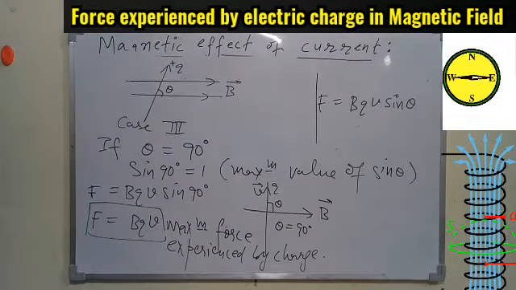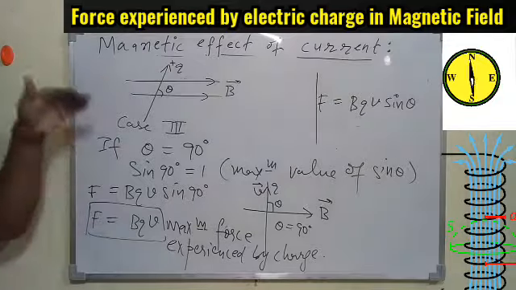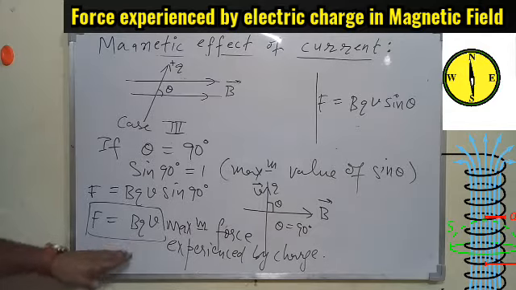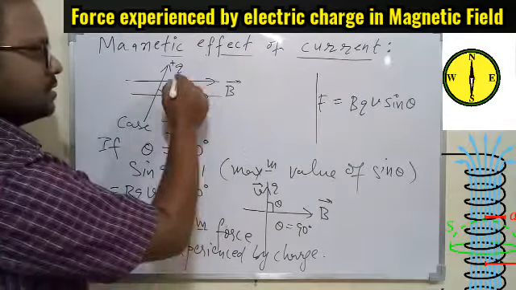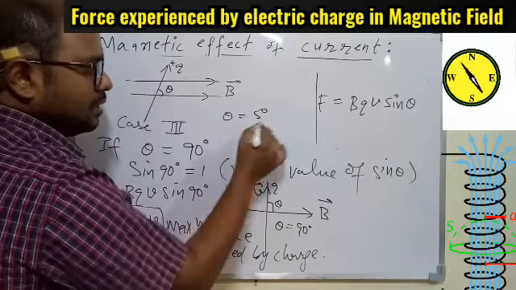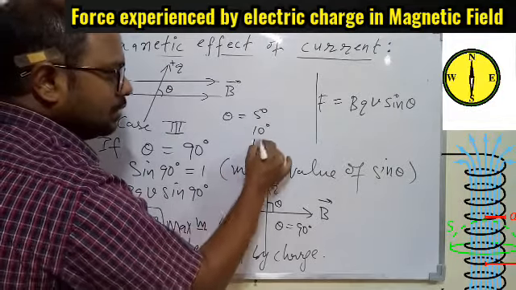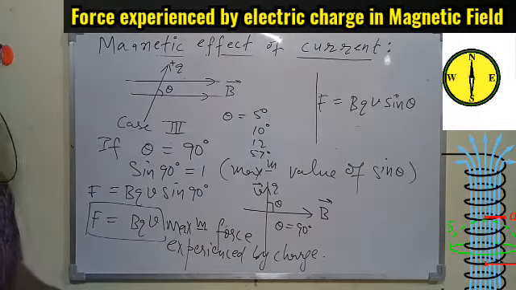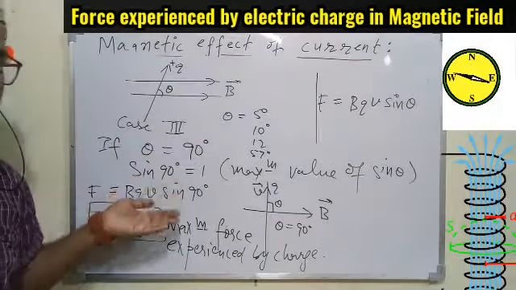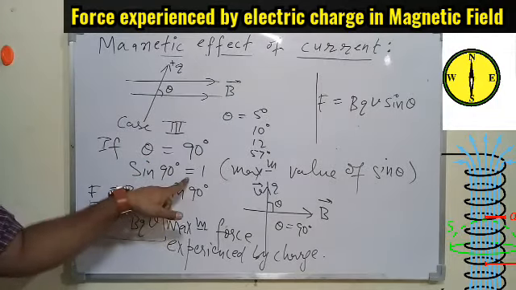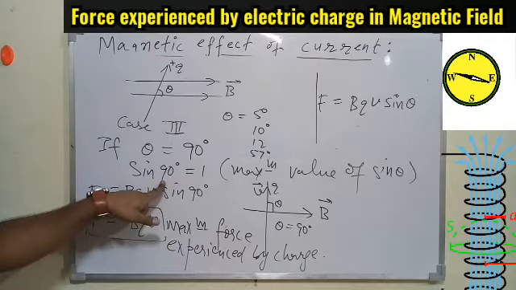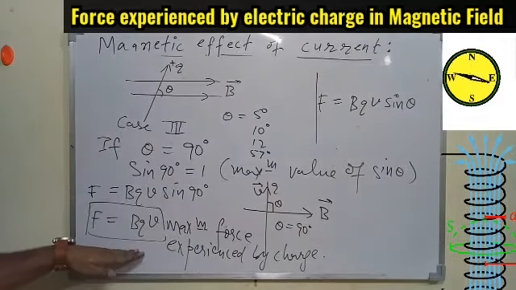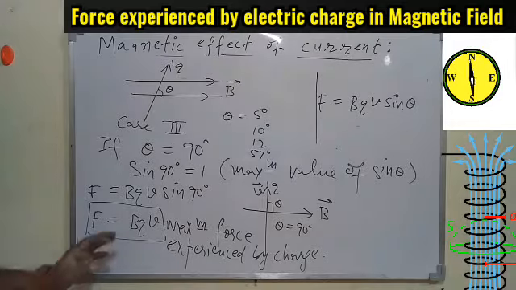So if the charge is moving perpendicular to the magnetic field, it will start getting force, and that force will be maximum. Between these two also, if theta is 5 degree, 10 degree, 12 degree, 57 degree, every angle will give some value of sine theta. So overall it will get a force, but since the maximum value of sine theta is 1 at 90 degree, if the angle is between 0 degree and 90 degree, it will get a force that is less than BQV. Am I clear? I hope you understood.